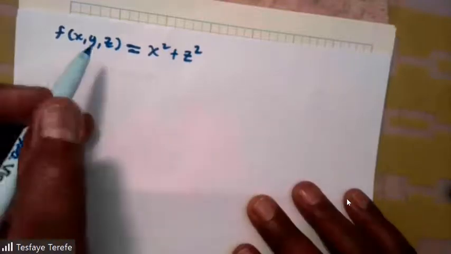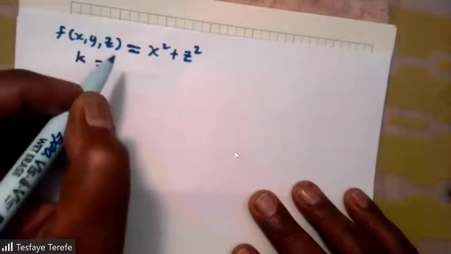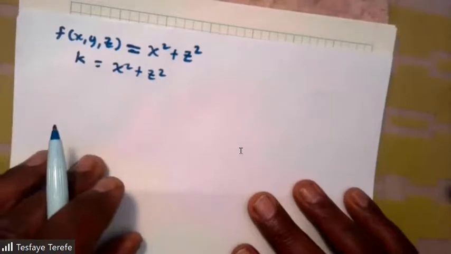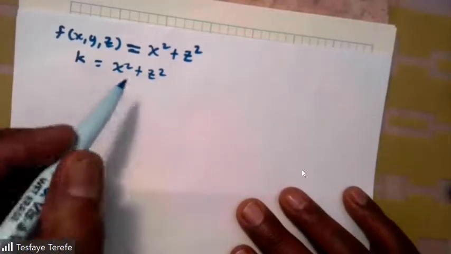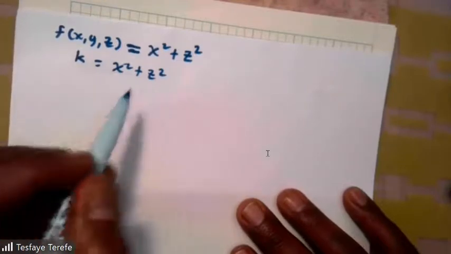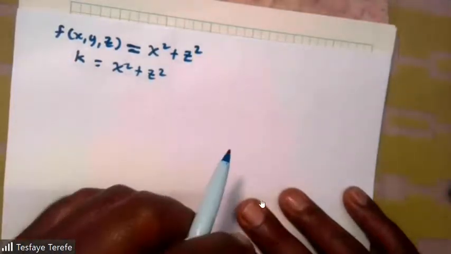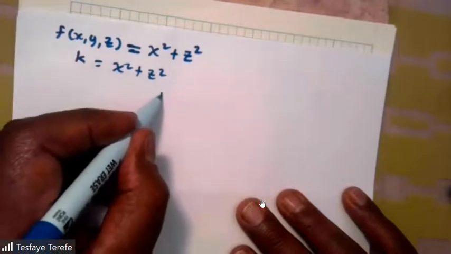So in this case, as you know, by making this equal to some constant k, you have x squared plus z squared equals k, and this is really what we need to have. So by making k equal to, for example, 1, you are going to have a cylinder of radius 1 along the y-axis, and if it is 2, and so on. So let us really draw it.